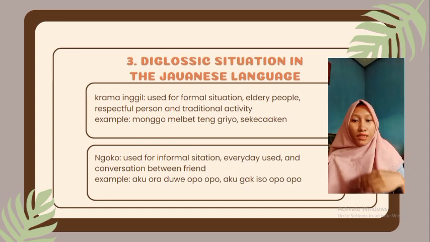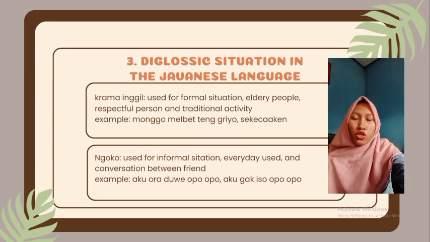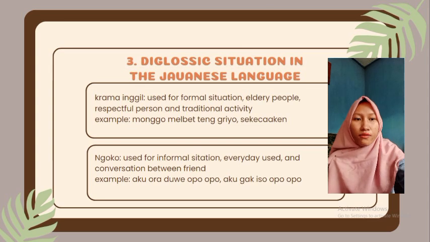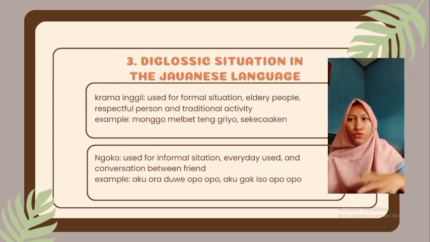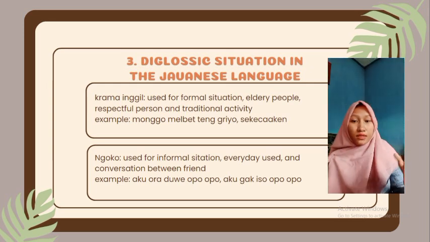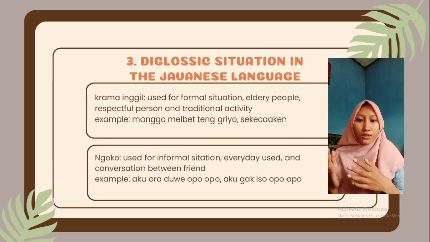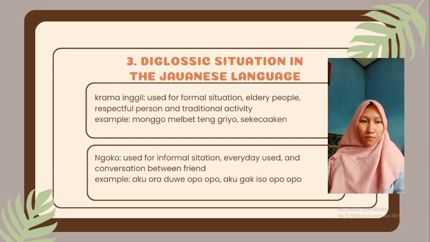Here I will give an example for the language I use, the Javanese language. Basically, there are two kinds of diglossic situation in Javanese: krama inggil and ngoko. Krama inggil is used for formal situations, like traditional ceremonies and traditional activities, and it is usually used for someone that we respect, like elderly people.